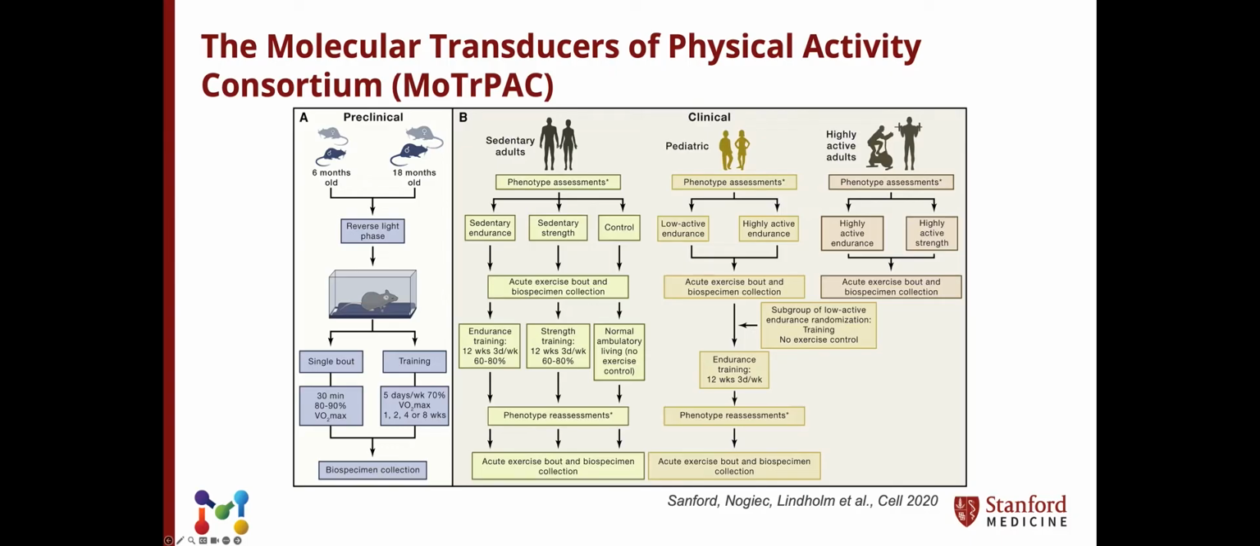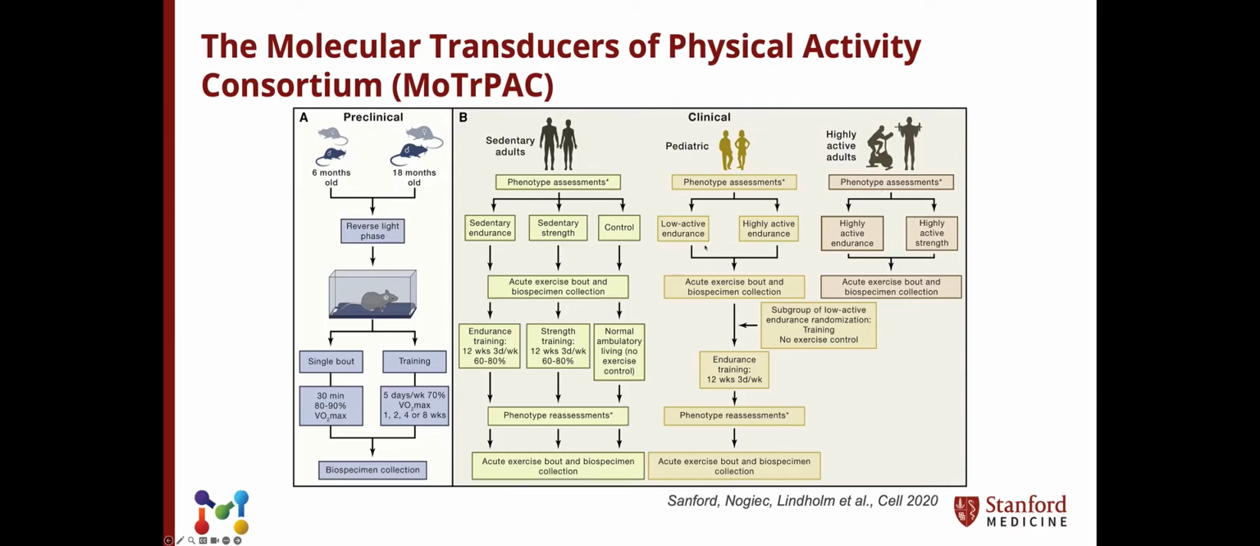And then there is also a highly active cohort. So the goal is to recruit about 300 highly active participants that are either resistance or endurance trained, and then do 1 bout of exercise with muscle, fat, and blood sampling. The sedentary and all these clinical MoTrPAC arms, so recruitment is still ongoing.